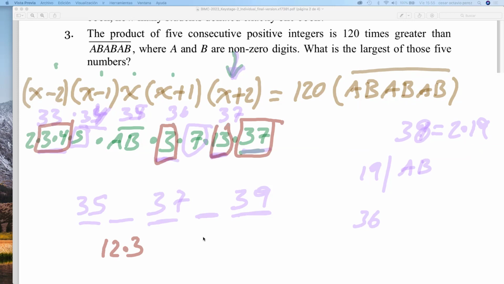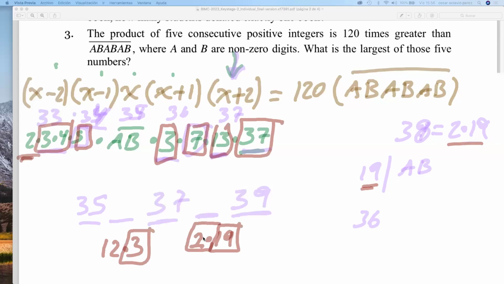39, 35. Okay. And we can have here a 2. We already have here a 2. We need a 19 because 38 is 2 times 19. We need a 19. We need a 2 and we need a 3.